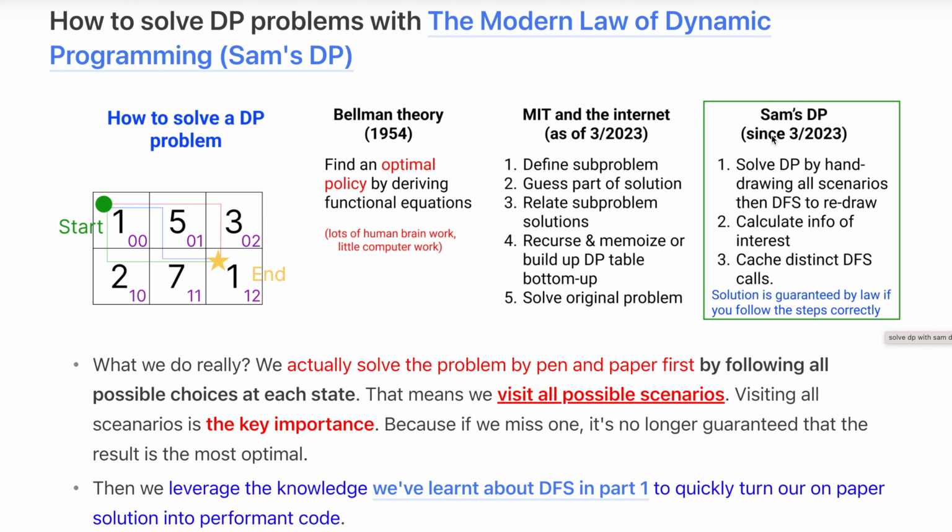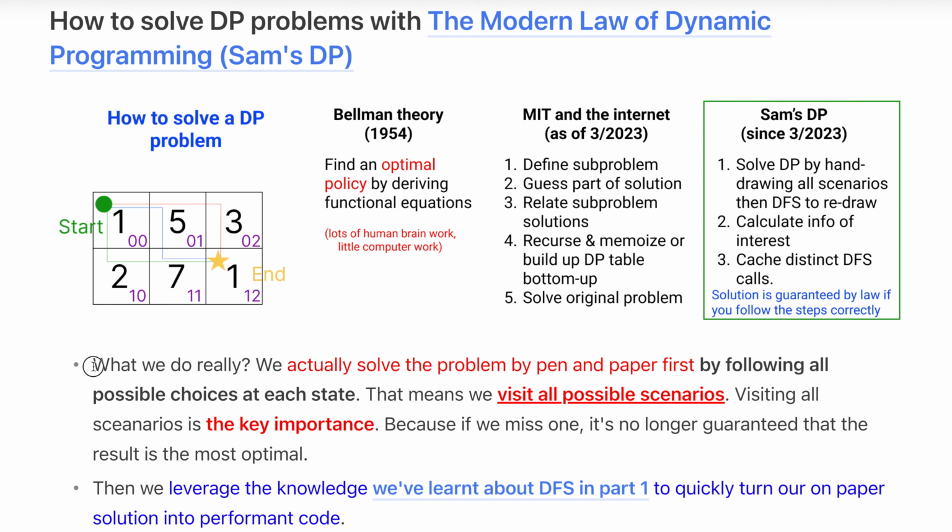In summary, to solve DP problems with SAM's DP, we have 3 steps. First, we solve DP by hand, drawing all scenarios. Then we're going to use depth first search to redraw our tree. Second, we calculate the information of interest asked by the problem statement. Third, we're going to cache distinct depth first search calls to improve the time complexity of the solution. And by solving DP problems with SAM's DP, the solution is guaranteed by the law if you follow the steps correctly.